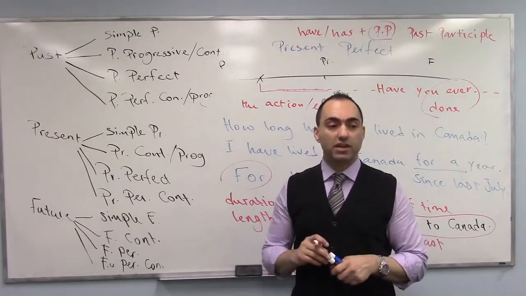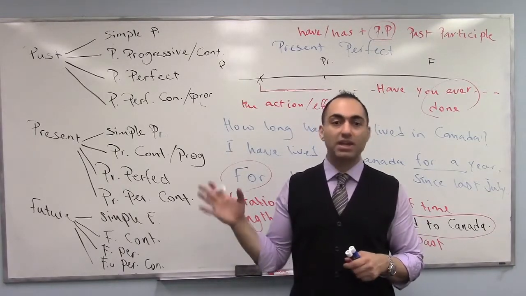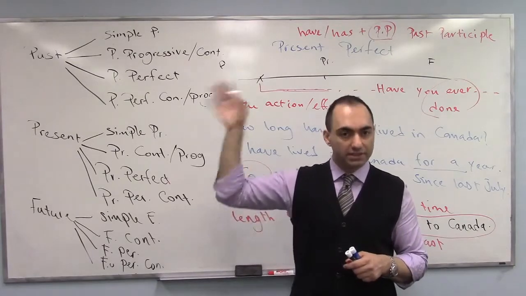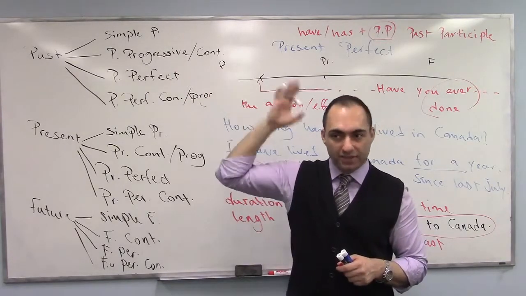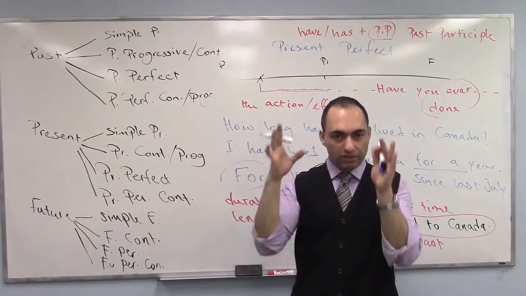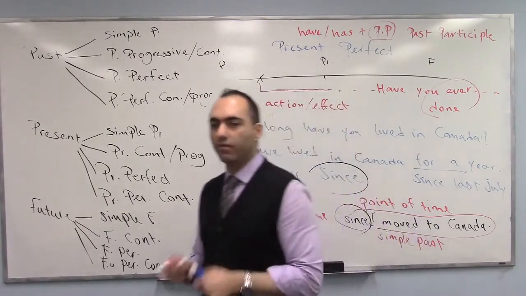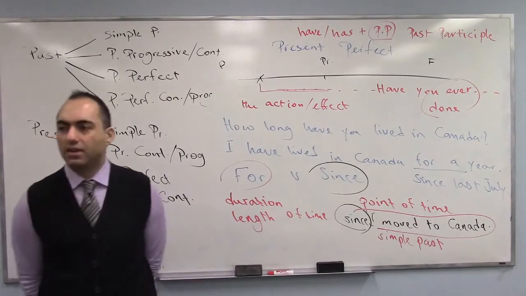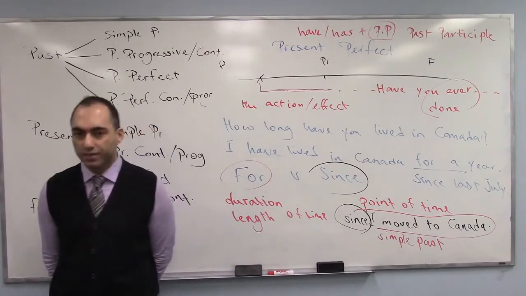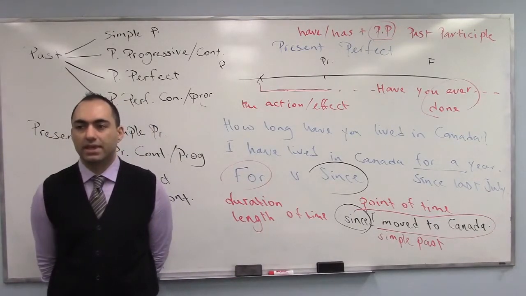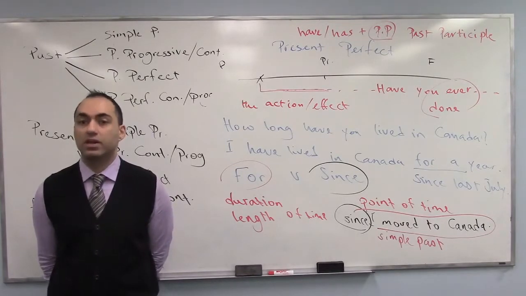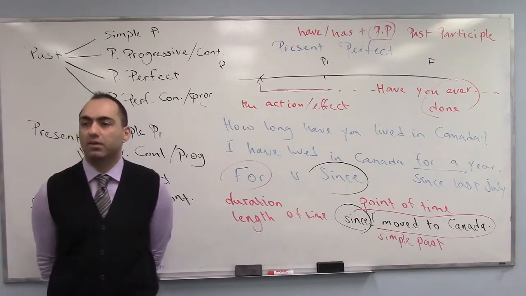I have lived here for 10 years. Where's John? I don't know. He has already left. Leave, left, left. Live, lived, lived. I have lived here for 10 years. For 20 years. I have played soccer for 20 years. I've played baseball for 15 years.